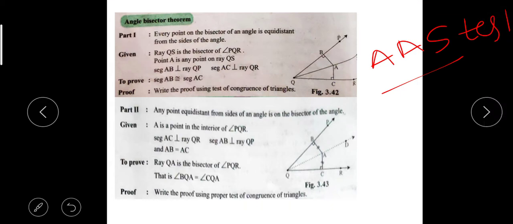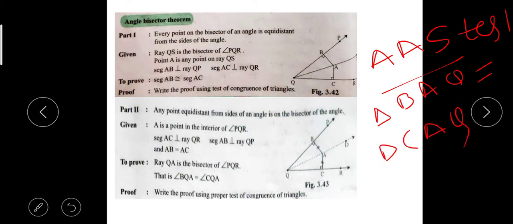And which two triangles? Triangle BAQ is congruent to triangle CAQ. These two triangles are congruent by the AAS test, and this is homework. You just have to write it in the proof.